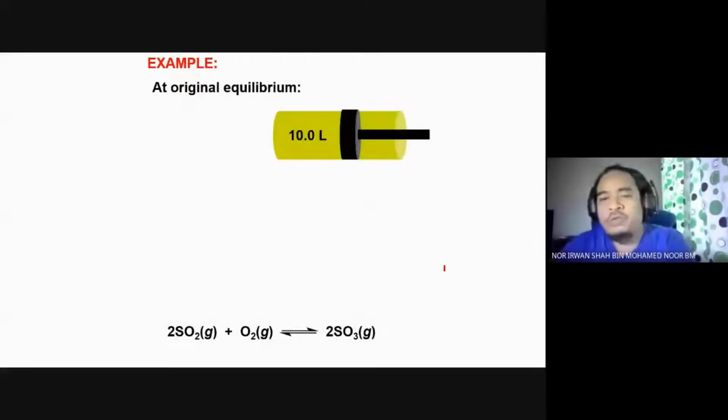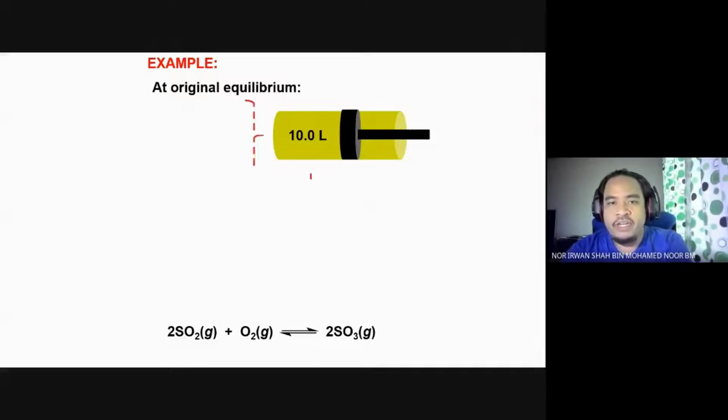This time I'm using a different system. We have 2 moles of sulfur dioxide, 1 mole of oxygen gas, and 2 moles of sulfur trioxide, and these 3 gases were at equilibrium. Initially, these 3 gases were in a 10 liter container like this, and in this container there is a piston, or plunger, here.